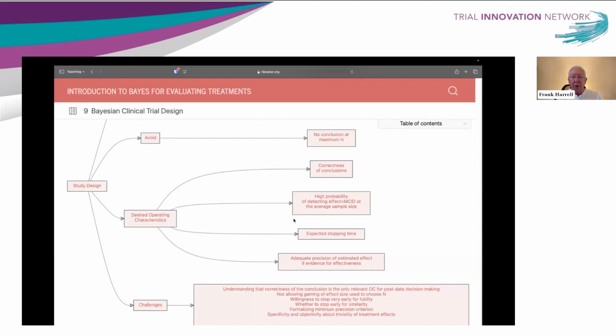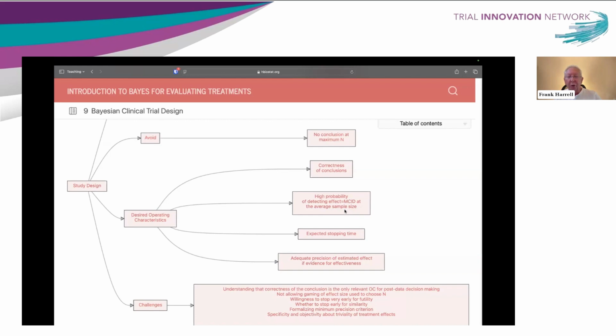And so another operating characteristic is going to be the Bayesian power, and there are many ways to define that. This is an oversimplified way: to say that we have a high probability of detecting a minimally clinically important difference if that's really the true effect. And that probability needs to be high. And what we mean is, say, the posterior probability of efficacy is greater than 0.95.